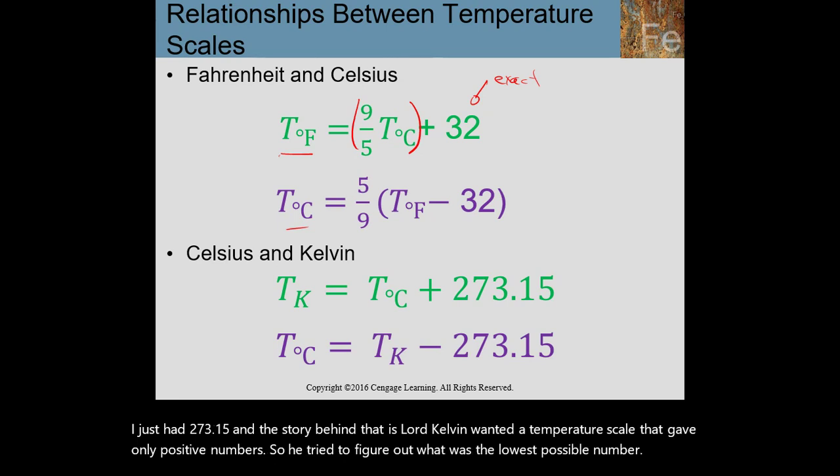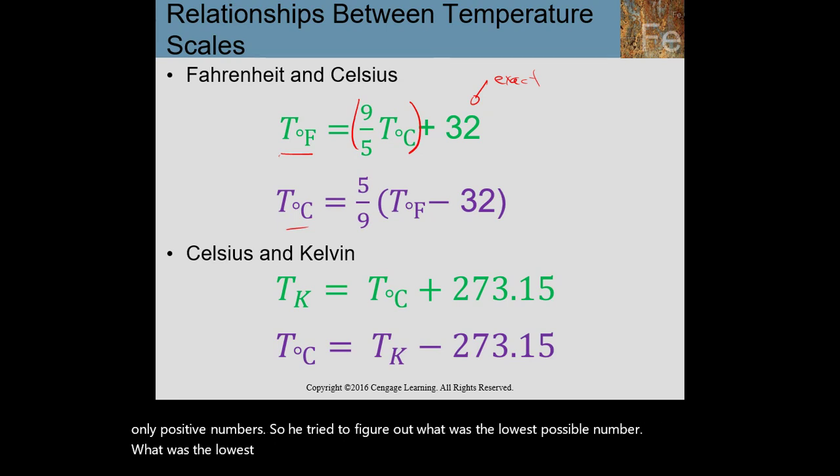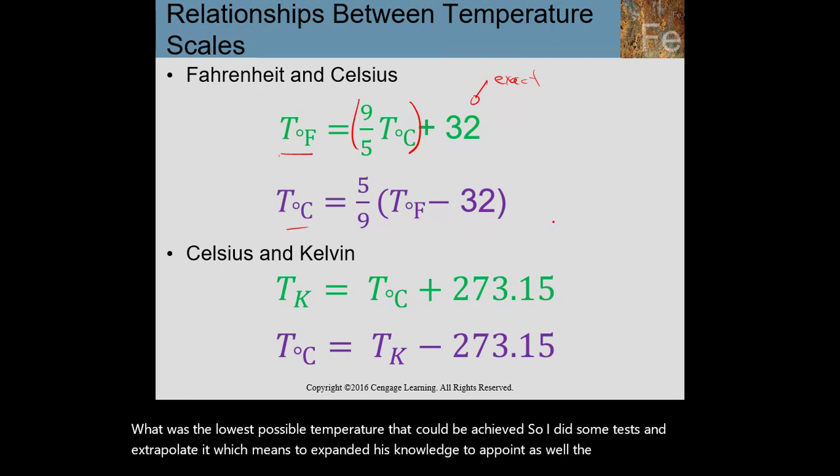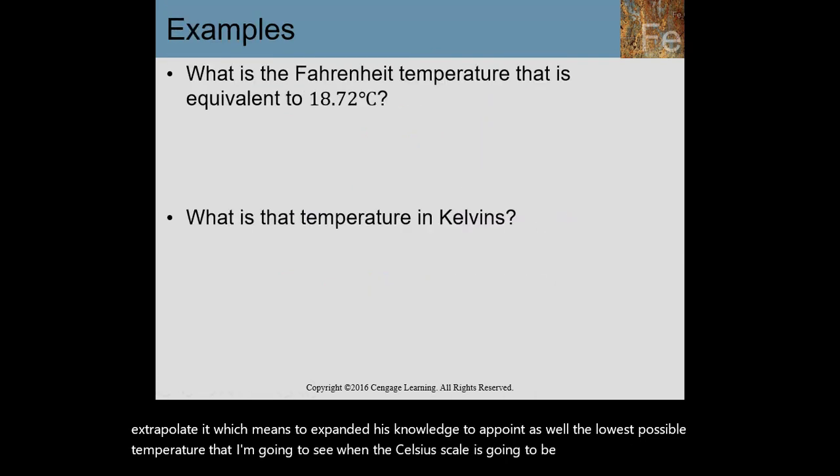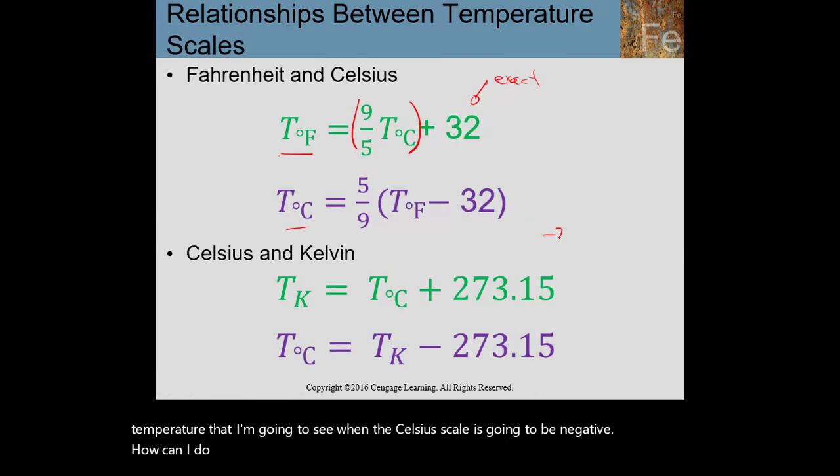What was the lowest possible temperature that could be achieved? So he did some tests and extrapolated, which means expanded his knowledge to a point. He says, well, the lowest possible temperature that I'm going to see on a Celsius scale is going to be negative. Why can I do this? It's going to be negative 273.15 degrees Celsius. It's the lowest I'm going to see.